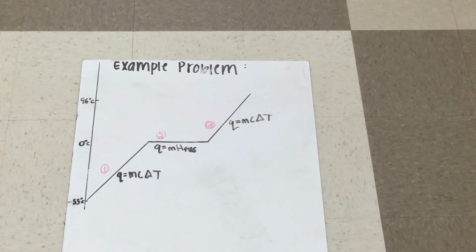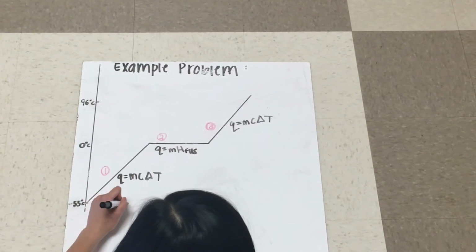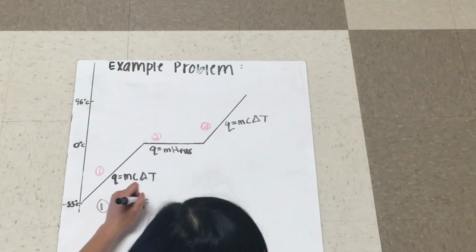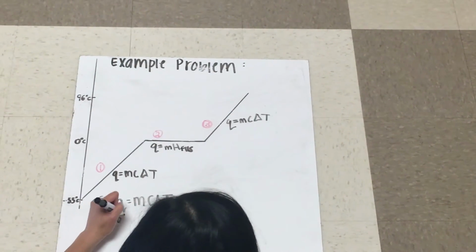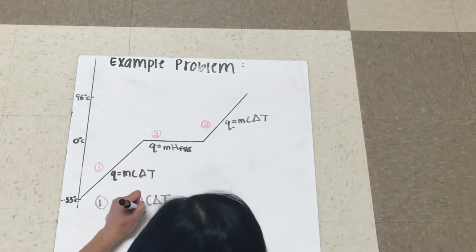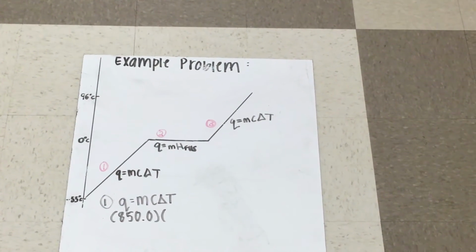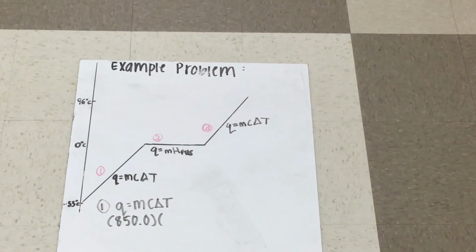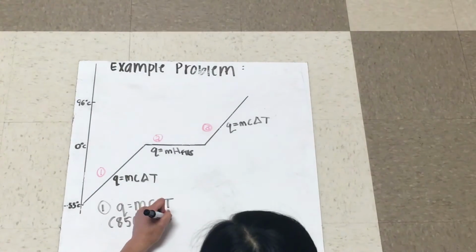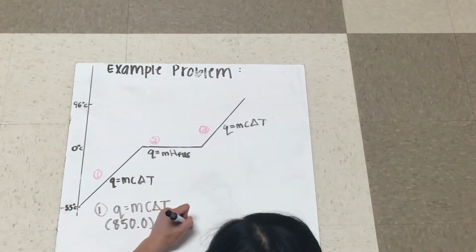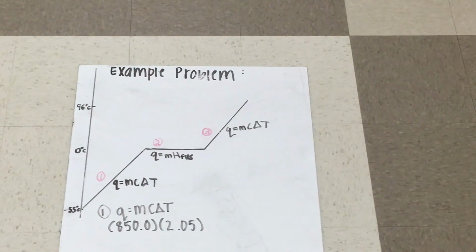For step 1, you should use the equation Q equals mc delta T and plug in the given information into the variables. 850.0 grams is the mass of the water, so plug in 850 for M. Since the substance being heated is water, we can use the special constants for C, which would be 2.05 joules per gram degree Celsius in this instance, because the current state of the substance is ice.